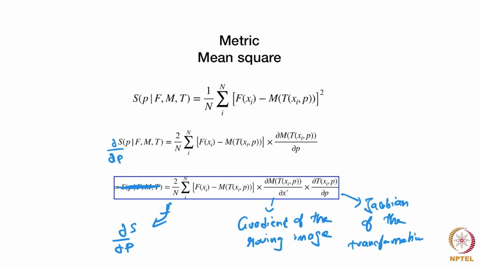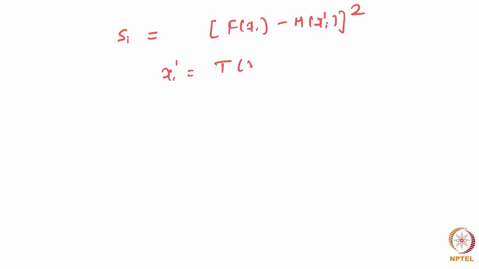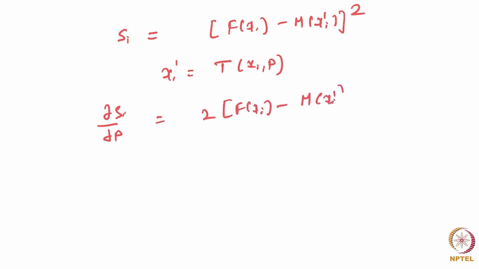So how do we get here? We will just see how this works out. We will write down the least squares loss function for one pixel. This Si for one pixel will be f of xi minus m of xi prime, squared. Now this xi prime I'm writing is nothing but the transformed coordinate. So now if I do delta Si by delta p, then you have 2 times f of xi minus m of xi prime, times delta m by delta p of xi prime.